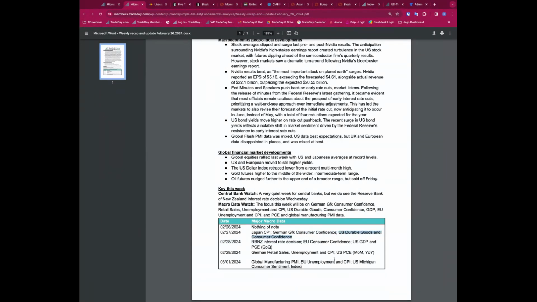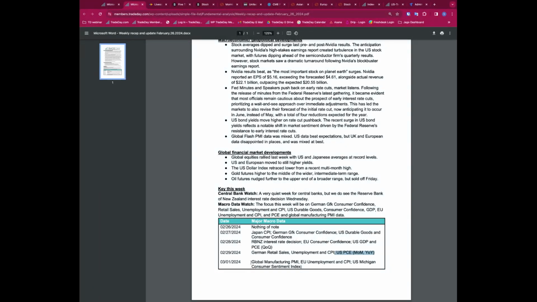And then the real focus, we get GDP, which is not usually a significant impact on markets because it's very backward looking, but the PCE data quarter on quarter. But more importantly from the US, on Thursday, the US PCE month-on-month, year-on-year data. That's the big data for the week, really, from the US. We also get US Michigan consumer confidence. But really, the big data for the week is the US PCE month-on-month, year-on-year data. This is, remember, the Fed's preferred measure of inflation.